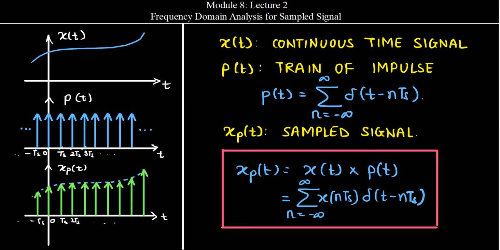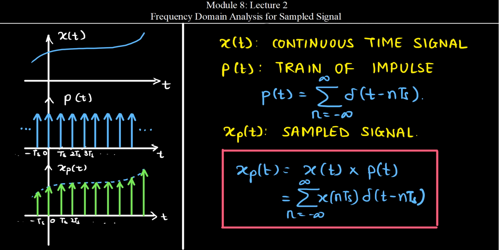Then in order to sample it, that is, in order to obtain this sampled signal, we consider a train of impulse which is given as p of t equal to summation n running from minus infinity to infinity del of t minus nTs, which has the waveform something like this. And in order to obtain the sampled signal, we simply multiply this continuous time signal with the train of impulse, and the result that we obtain is given as summation n running from minus infinity to infinity x of nTs del of t minus nTs, which is something like this.